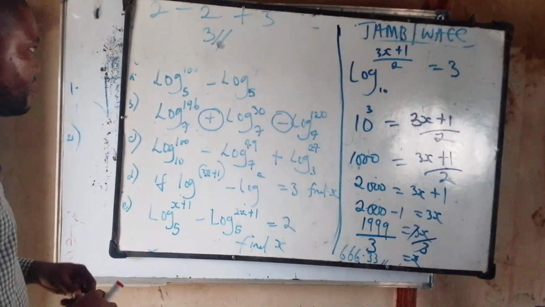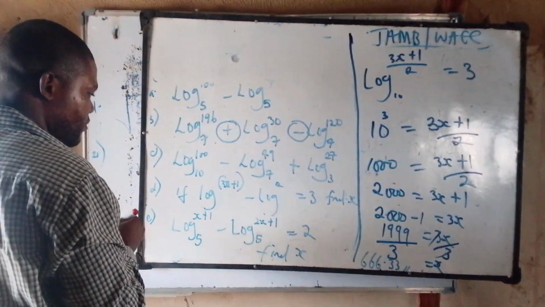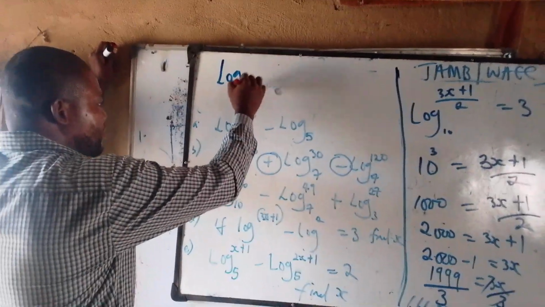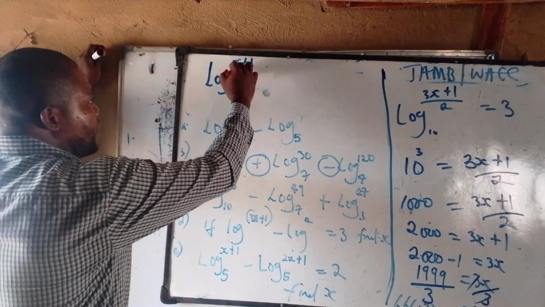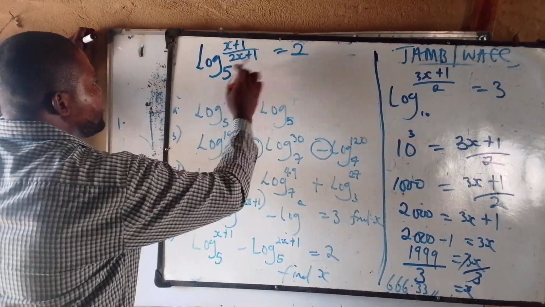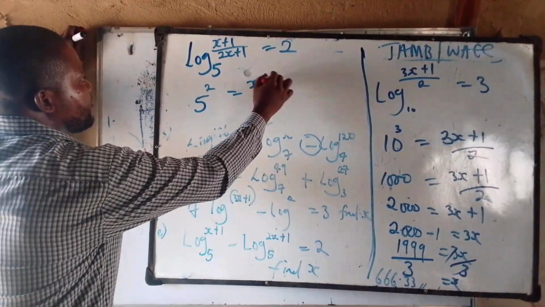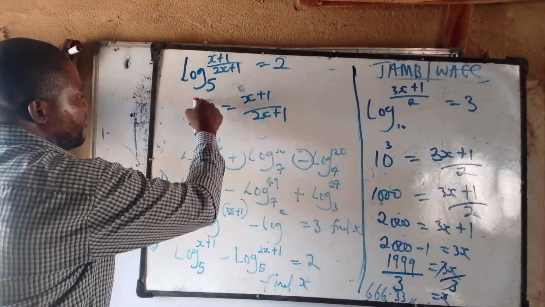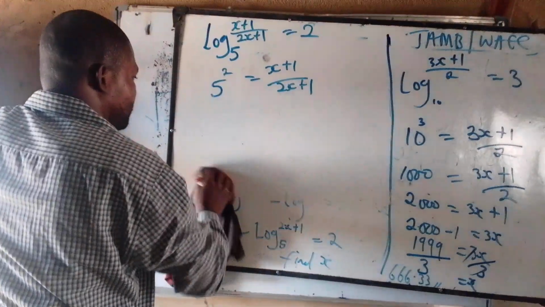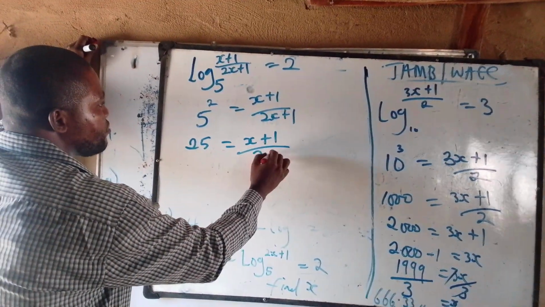What you will have here when attempting this work is log base 5 of (x plus 1) divided by (2x plus 1) equal to 2. You still do the same thing, which will give you 5 raised to the power of 2 equal to (x plus 1) over (2x plus 1). So 5 squared is 25, equal to (x plus 1) all over (2x plus 1).